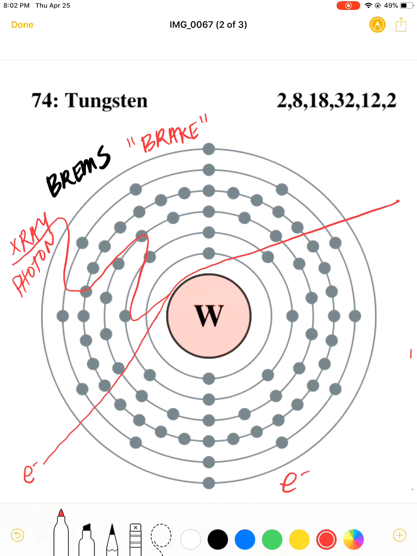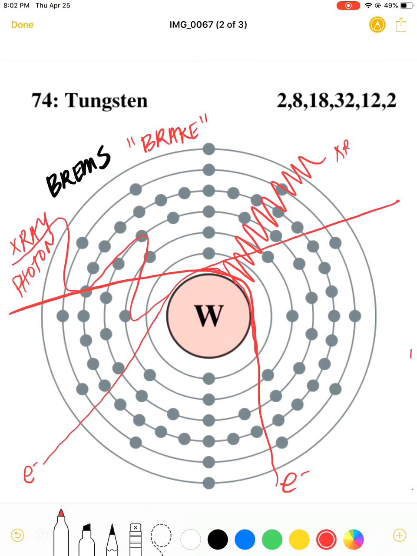Again, the electron is going to try to aim for the nucleus and change direction. Now, the sharper this angle is, the more high energy X-ray photon it produces.